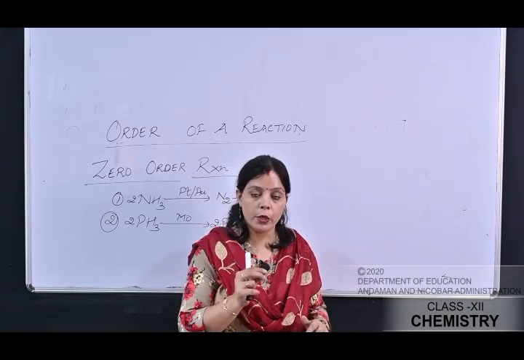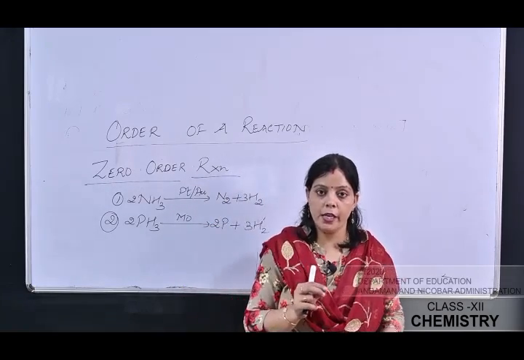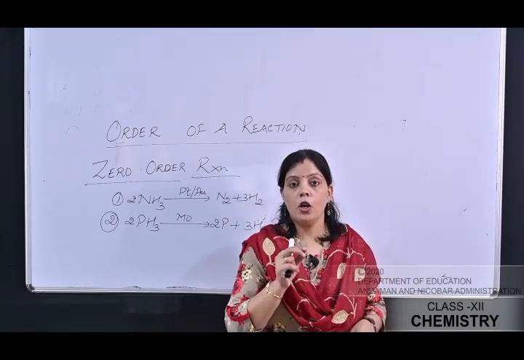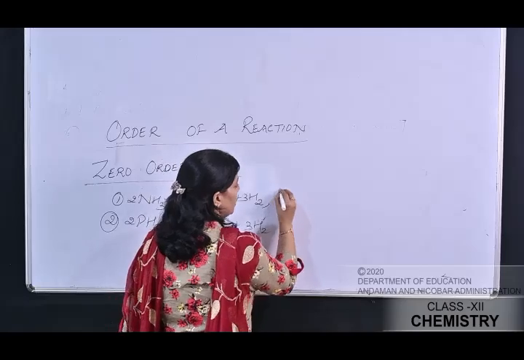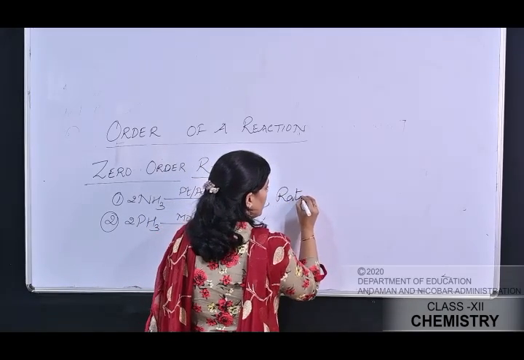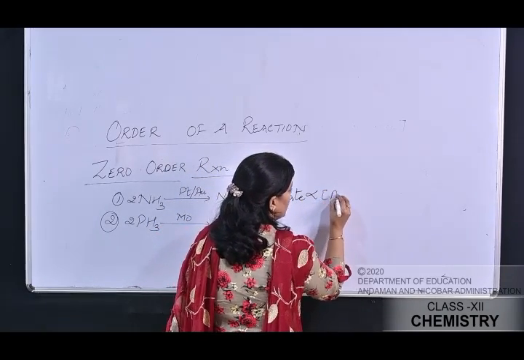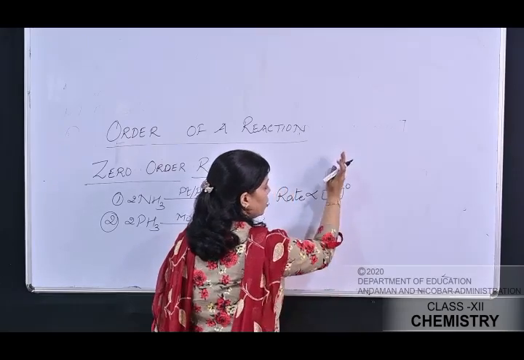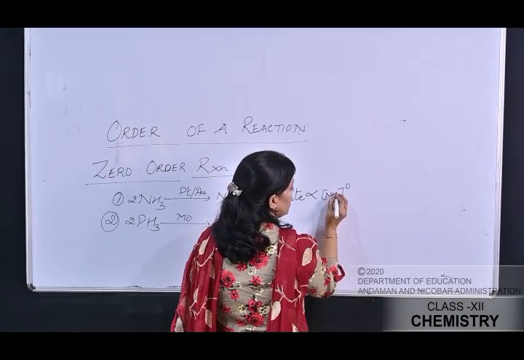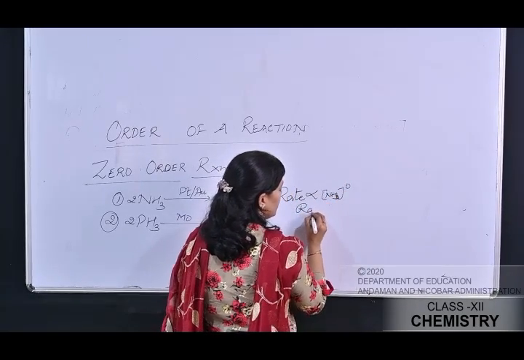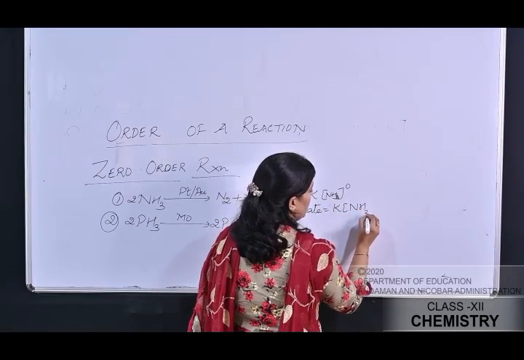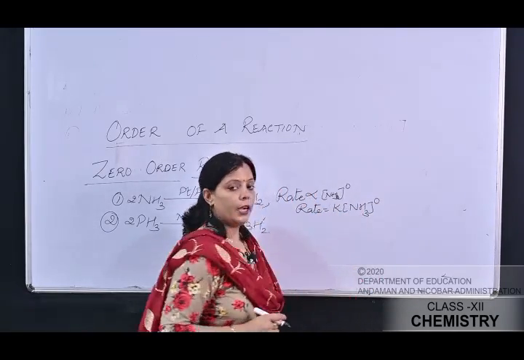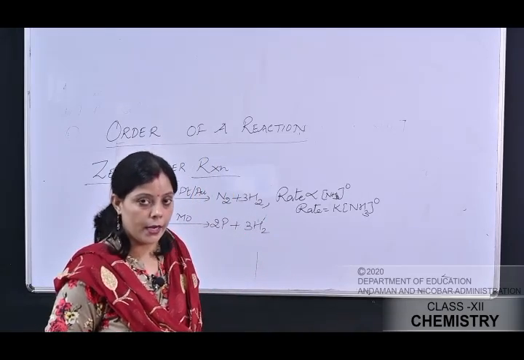So at that particular condition, the rate of the reaction becomes independent of the concentration of ammonia. We observe that the rate depends on the concentration of ammonia raised to power 0, that is the rate is equal to K, concentration of ammonia raised to power 0, and it follows the zero order kinetics.